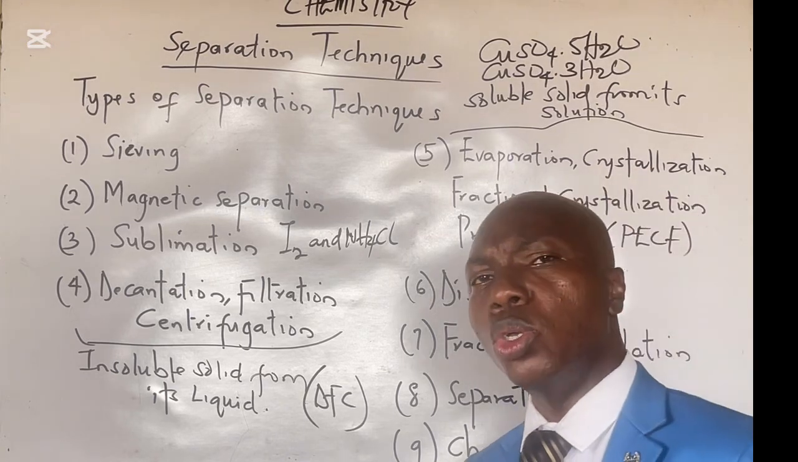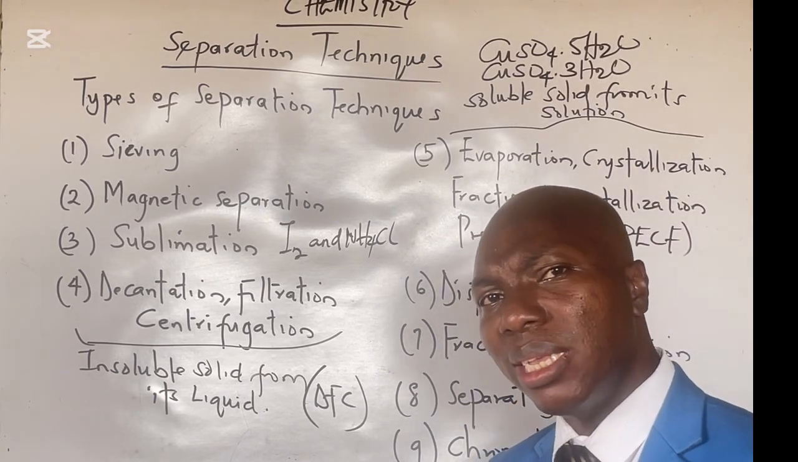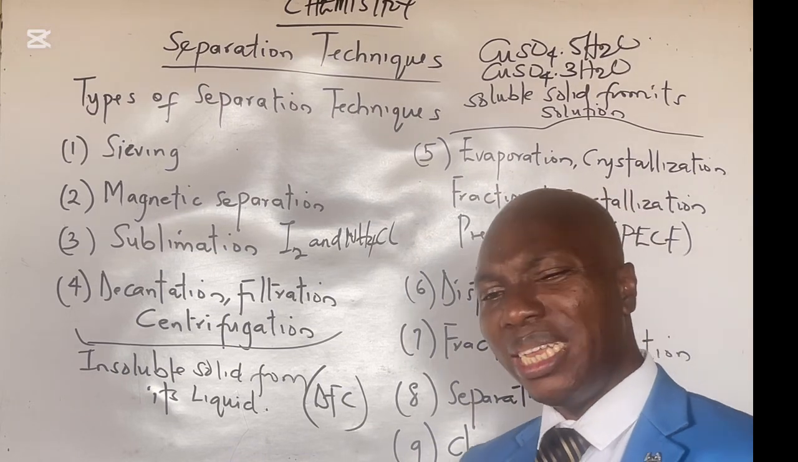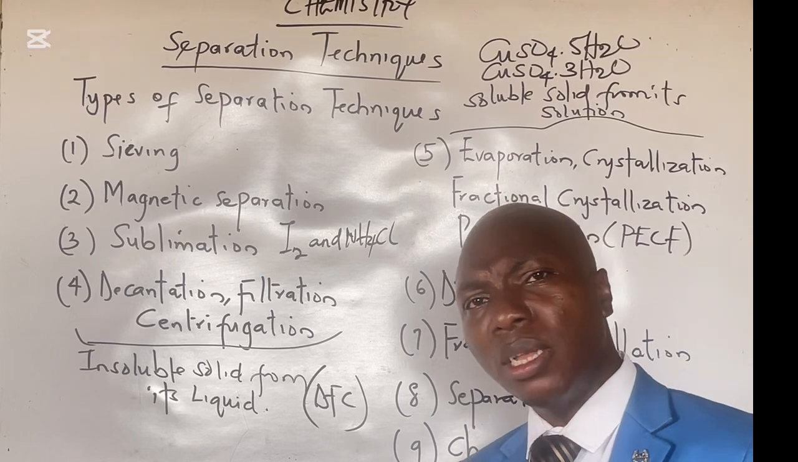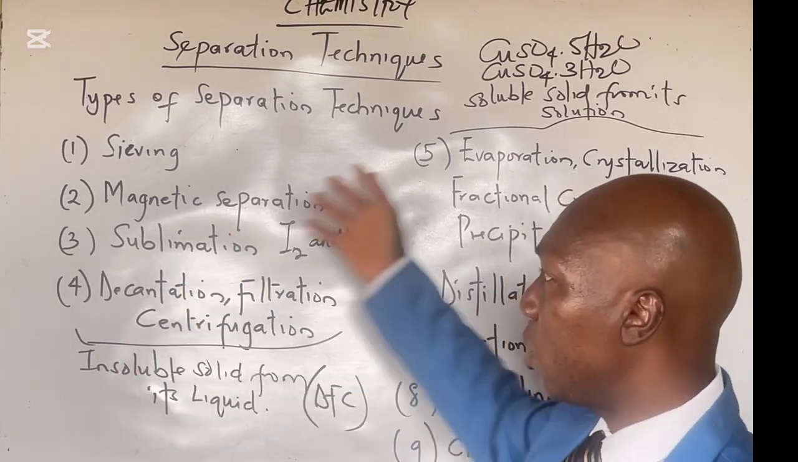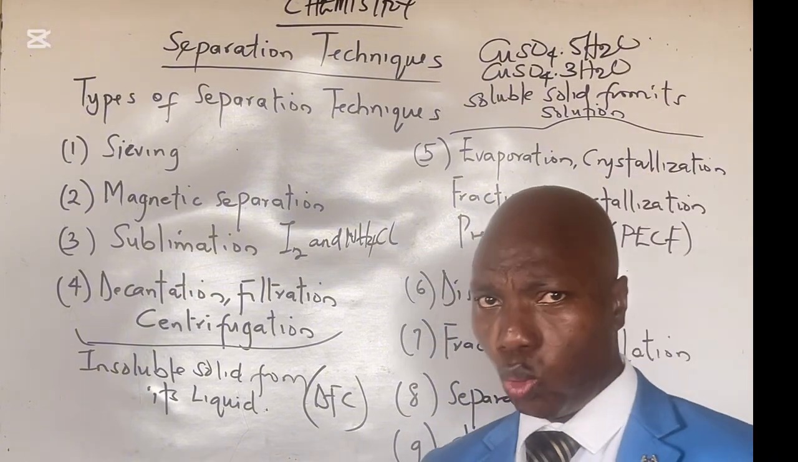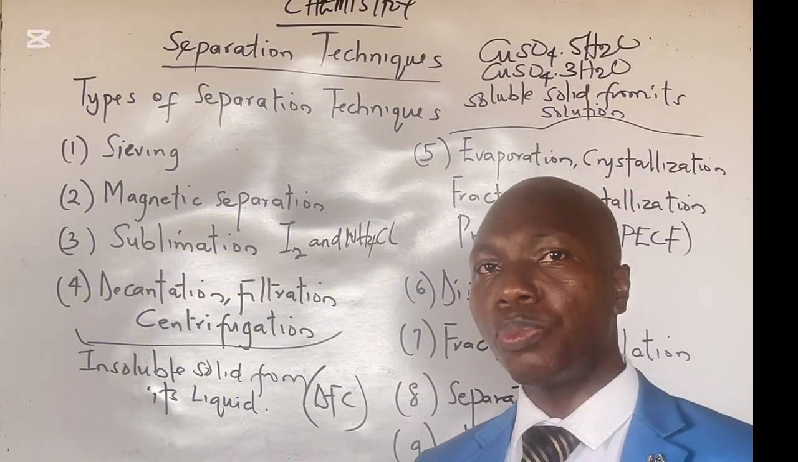What will you do? You will add ethanol. Ethanol cannot mix easily with iron sulfate. In the process of adding ethanol, crystals of iron sulfate will be deposited, and you can then use filtration. With these separation techniques, you can combine one or two to obtain the crystals of the salts.